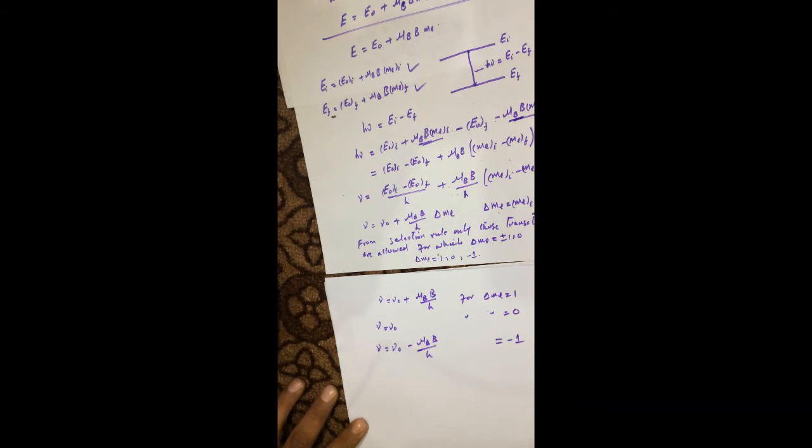I will call this, let mu B B over h, it's not B over h, sorry, yes, the expression is mu B B over h. I'm making some mistakes here. Mu B B over h.